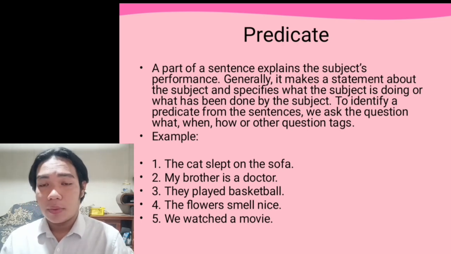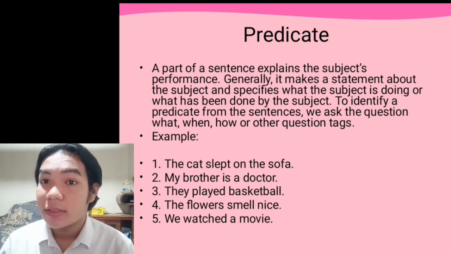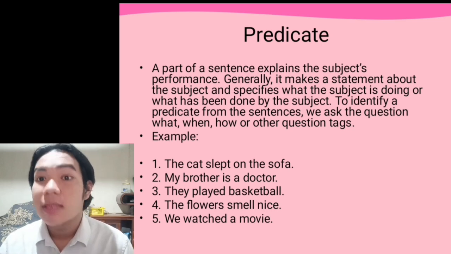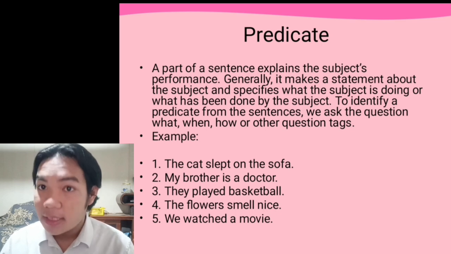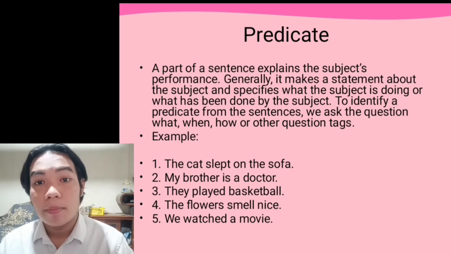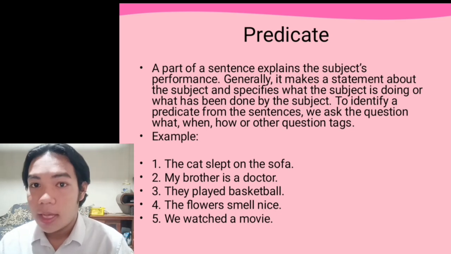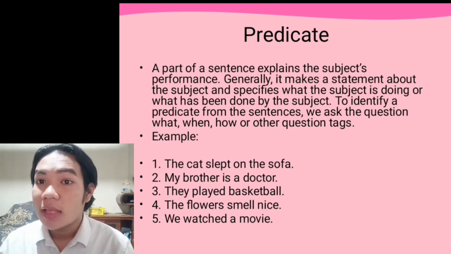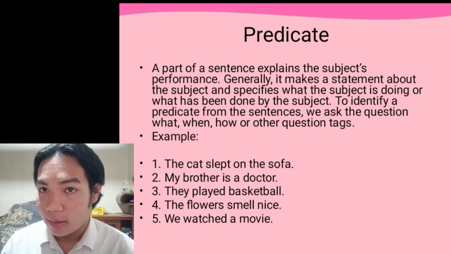For example, the cat slept on the sofa. The predicate in this sentence is slept on the sofa. It tells what the cat did and where. Next we have, my brother is a doctor. The predicate in this sentence is is a doctor. It tells what he is, a state of being.